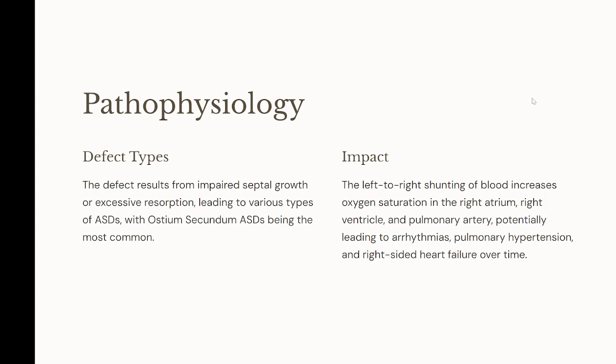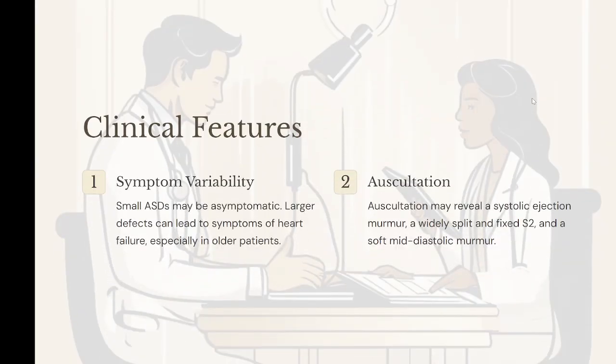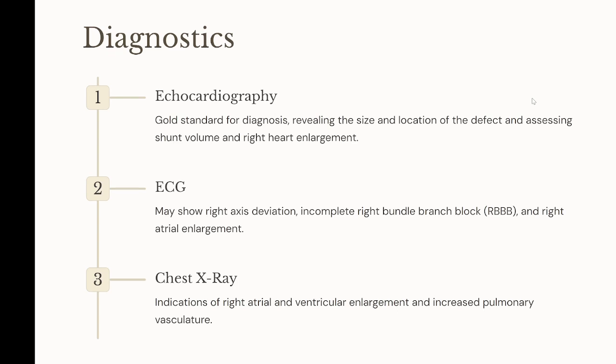Clinical features: small ASDs may be asymptomatic. Larger defects can lead to symptoms of heart failure, especially in older patients. Auscultation may reveal a systolic ejection murmur, a widely split and fixed S2, and a soft mid-diastolic murmur. Diagnostics: echocardiography, the gold standard for diagnosis, revealing the size and location of the defect and assessing shunt volume and right heart enlargement. ECG may show right axis deviation, incomplete right bundle branch block, RBBB, and right atrial enlargement. Chest X-ray: indications of right atrial and ventricular enlargement and increased pulmonary vasculature.